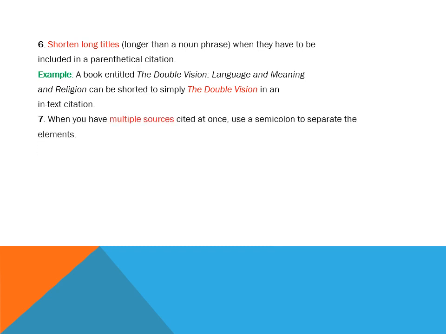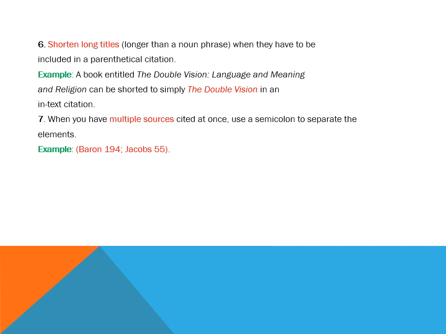7. When you have multiple sources cited at once, which means you have cited one idea which is located in 2 different sources, and you want to mention them both, all you need to do here is use both authors and pages, but you have to separate them using a semicolon. As we see in our example, let's presume that we are paraphrasing an idea that is located in the work of Byron and Jacobs.